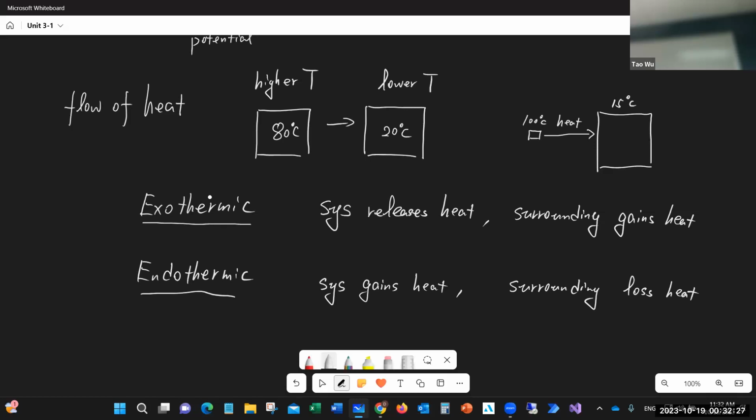But what if you're standing around the fireplace and you feel heat, right? You feel hot, warm. And for you as a system, what happens? What process is it?